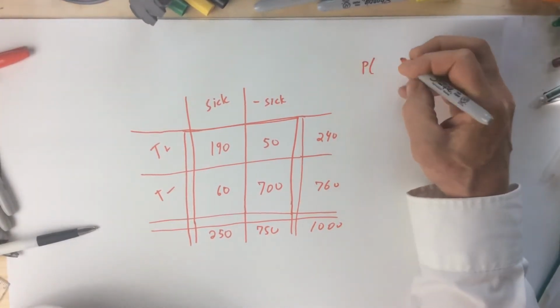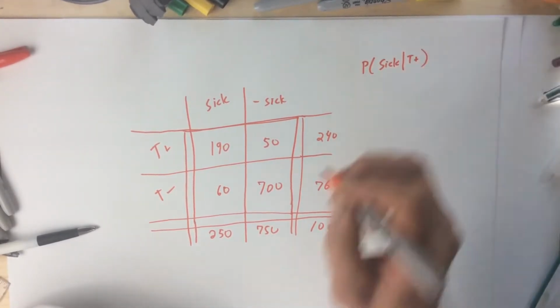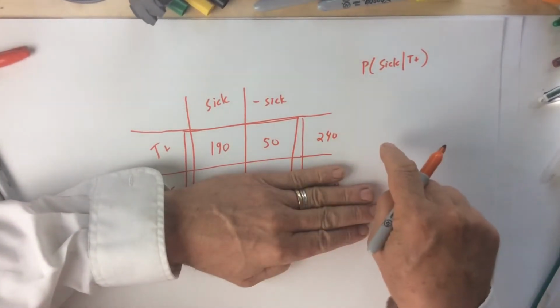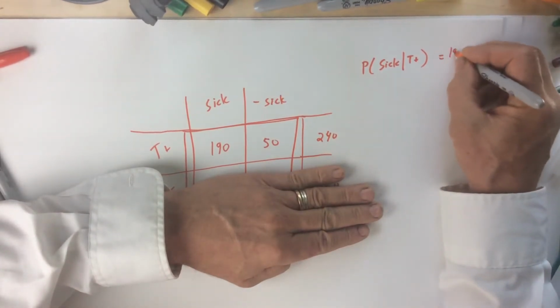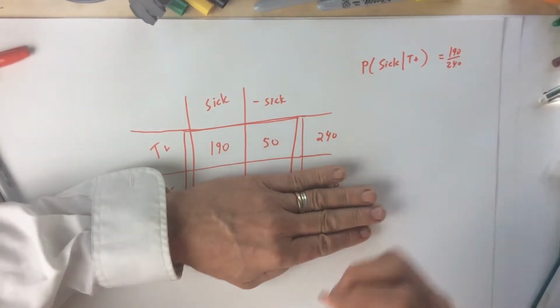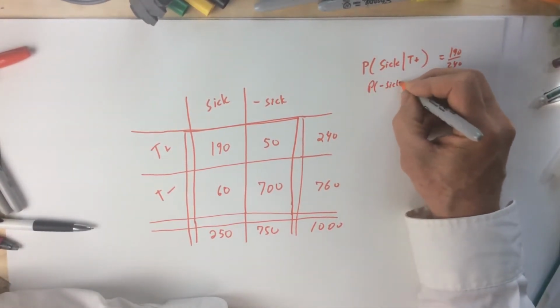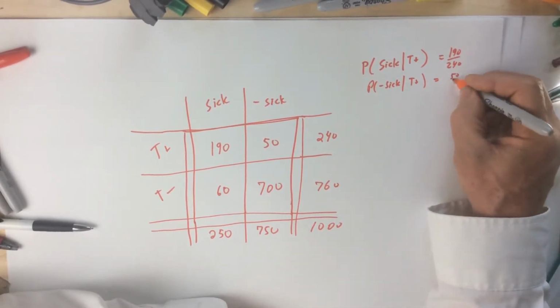Let's do the probability that you're sick given you've tested positive. Well, given you tested positive says you live in this world. And the probability of sick is 190 out of 240. Now, the probability that you're not sick living in that world would be the complement of that, which would be 50 out of 240.